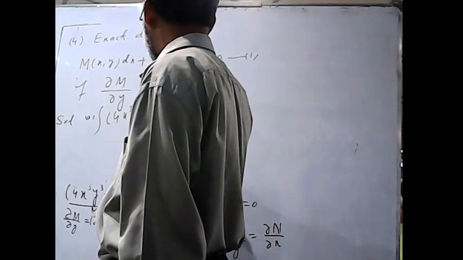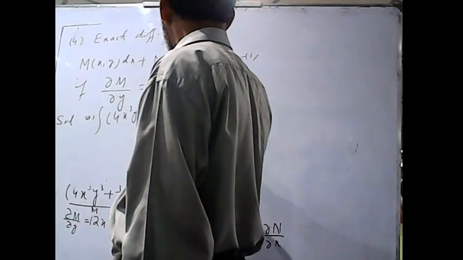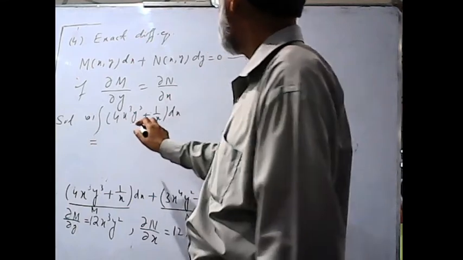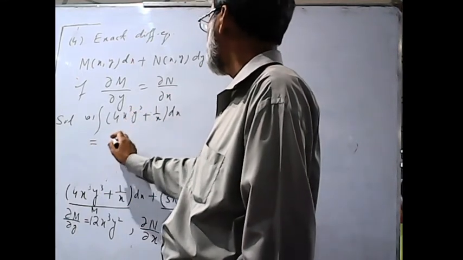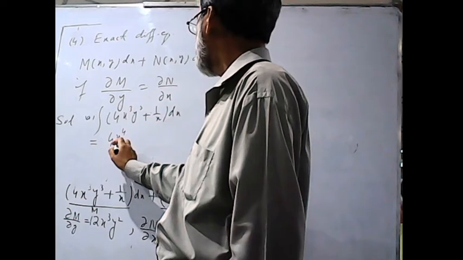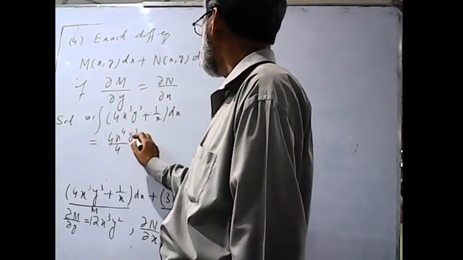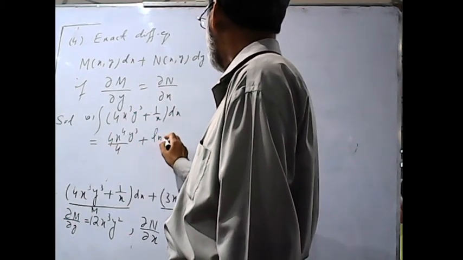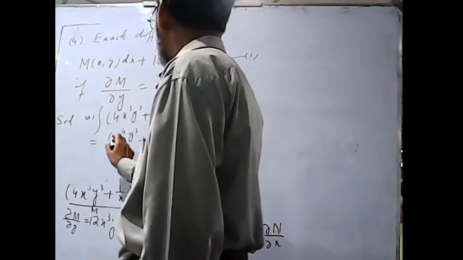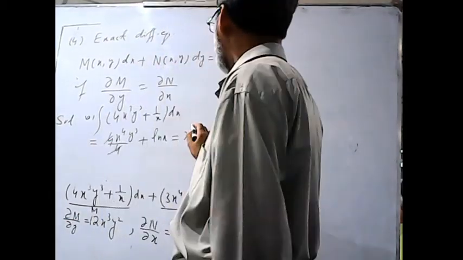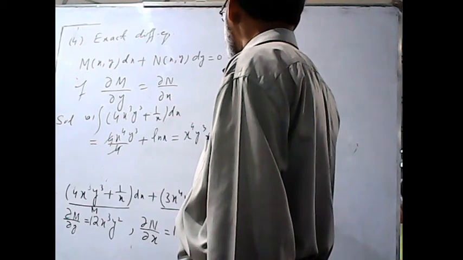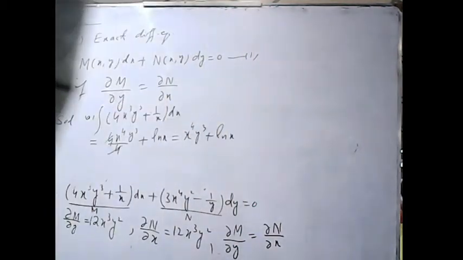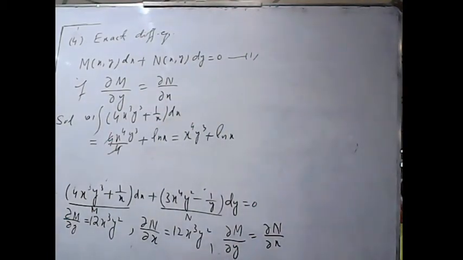Integrate 4x cubed y cubed plus 1 upon x, dx. Consider y as constant. Integral with respect to x gives x⁴ upon 4. With y cubed as constant, and 1 upon x gives log x. So simplify, you can write x⁴ y cubed and log of x. Consider y as constant. So this is the first part of the solution.